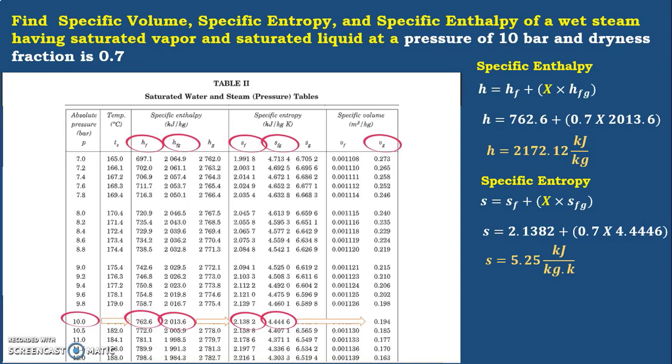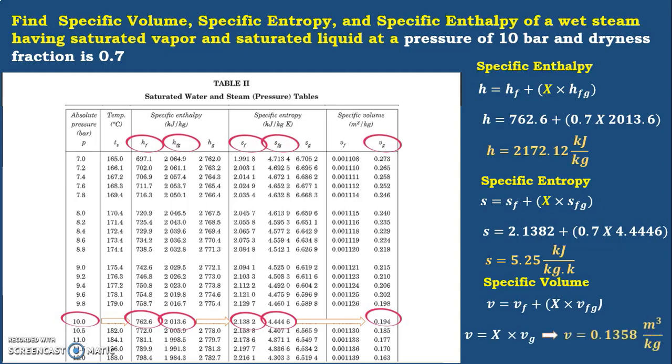Similarly, specific volume of a wet steam. v is equal to vf plus x vfg. I already told you vf is very small. Neglect vf, and the equation becomes v is equal to x vg. Specific volume is 0.1358 meter cube per kg.